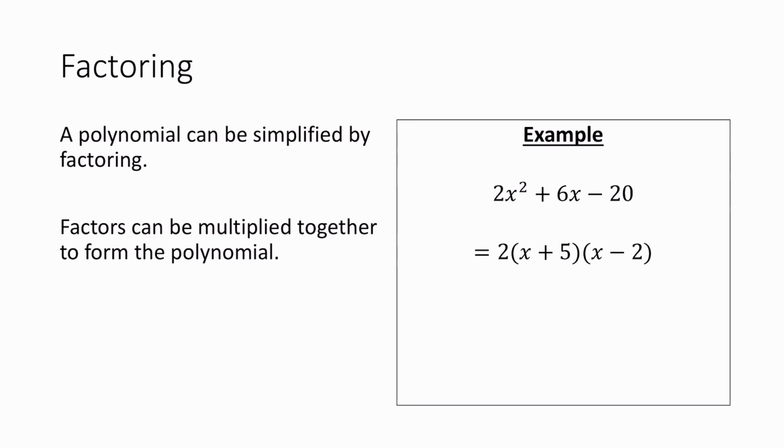And what the factors do is that they can be multiplied together to form the original polynomial. So 2x squared plus 6x minus 20 can be factored as 2 times x plus 5 times x minus 2. All three of these factors can be multiplied together to form the original polynomial.